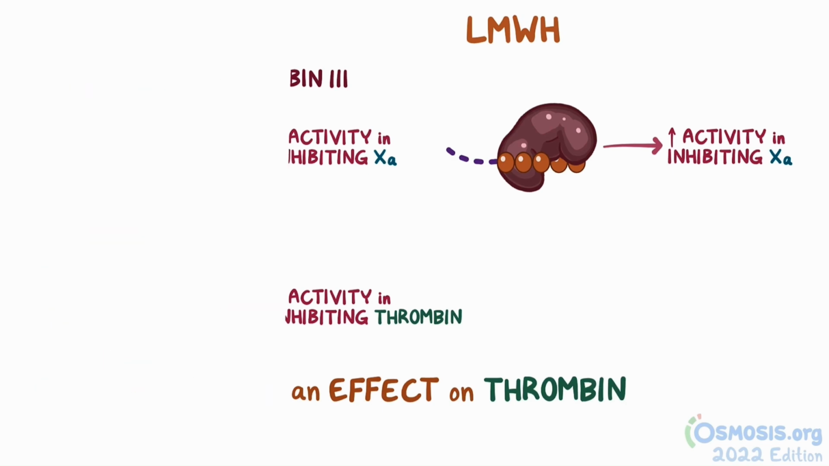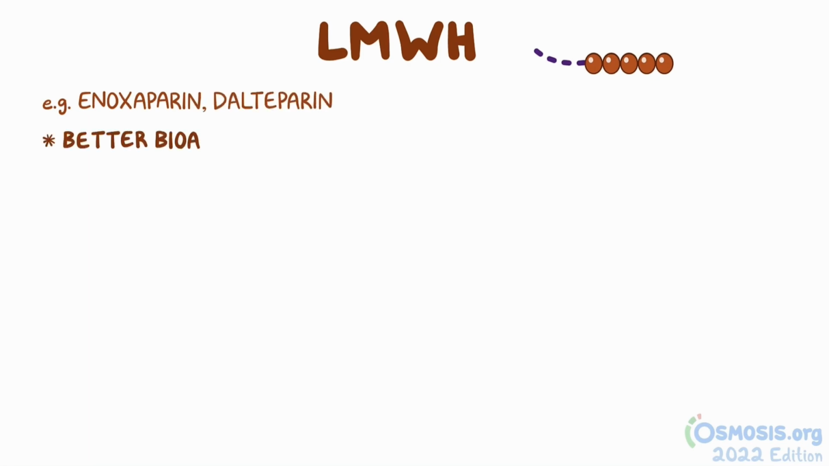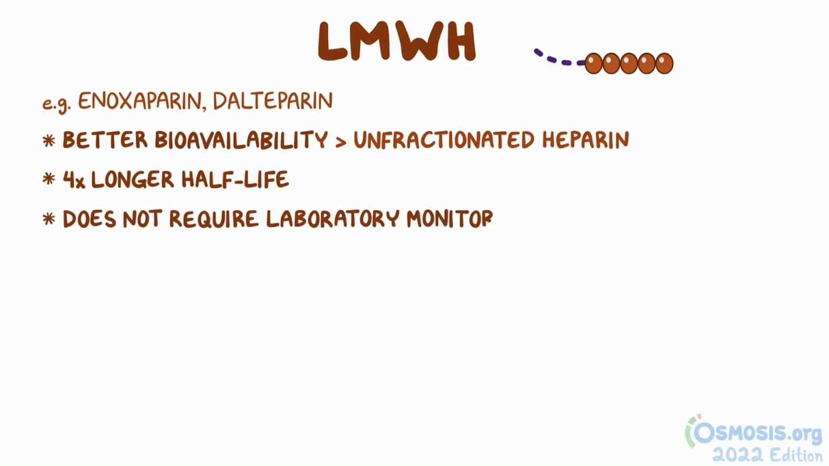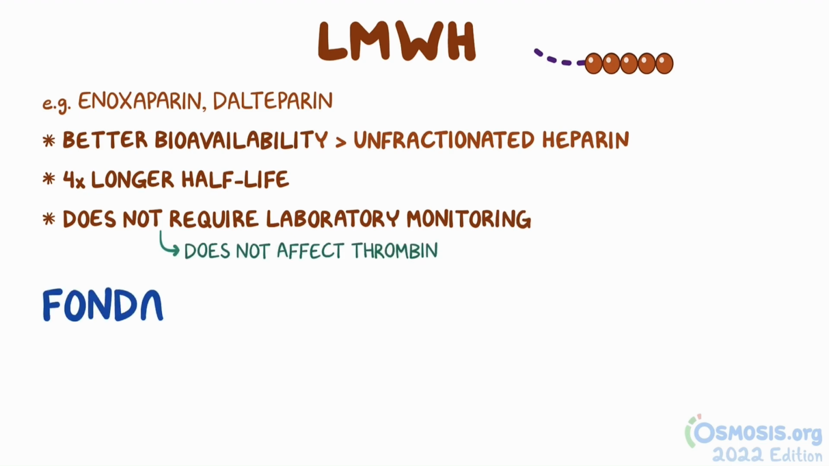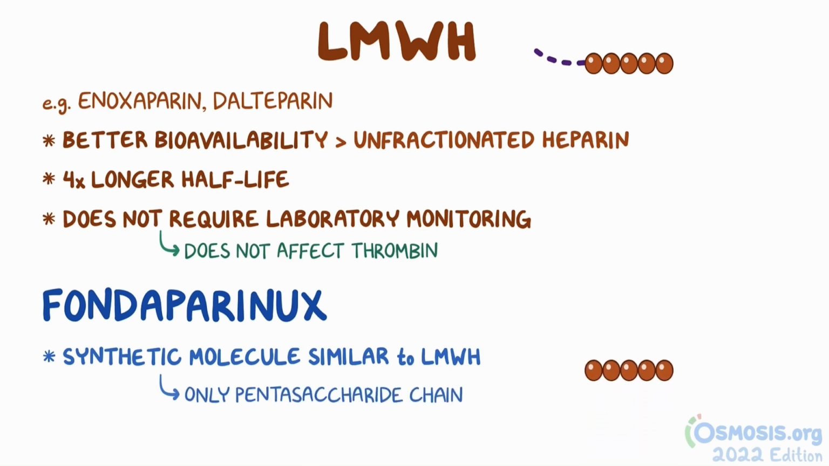Compared to unfractionated heparin, low molecular weight heparin, like enoxaparin and dalteparin, have better bioavailability and have a 2 to 4 times longer half-life. Additionally, low molecular weight heparin does not require laboratory monitoring because it does not affect thrombin. Another medication that shares these features is fondaparinux, which is a synthetic molecule similar to low molecular weight heparin, but only contains the pentasaccharide chain.